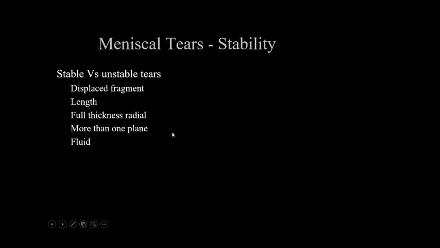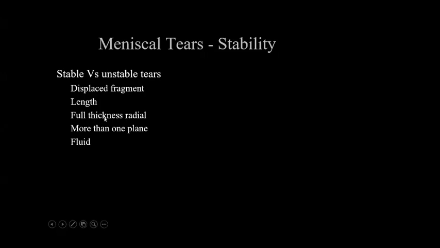There are certain types of meniscal tears that are considered unstable, and the stability question of meniscal tears is sometimes what orthopedic surgeons always look for. So what makes a meniscal tear unstable? If the meniscal tear is associated with a displaced meniscal fragment, it's considered unstable. If the meniscal tear is longer than 5 millimeters, it is also considered unstable.